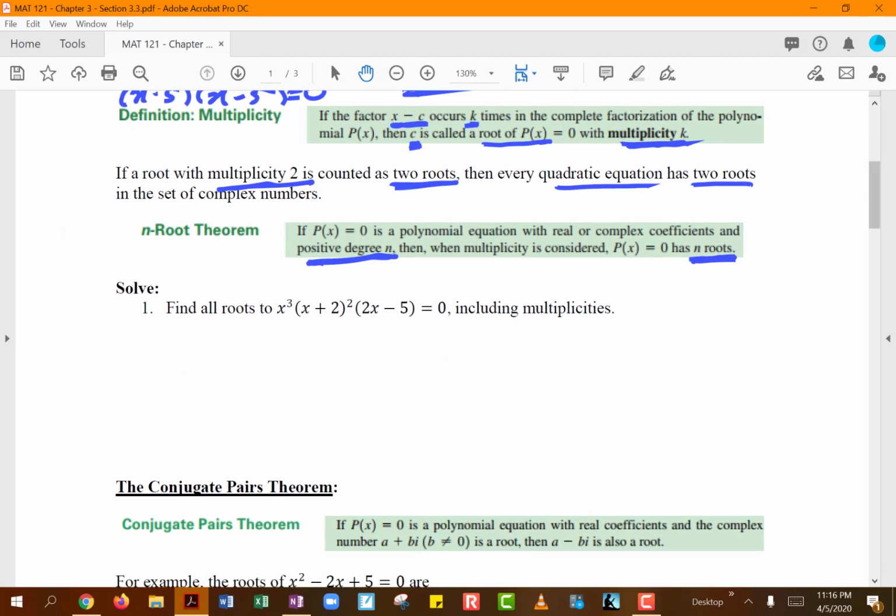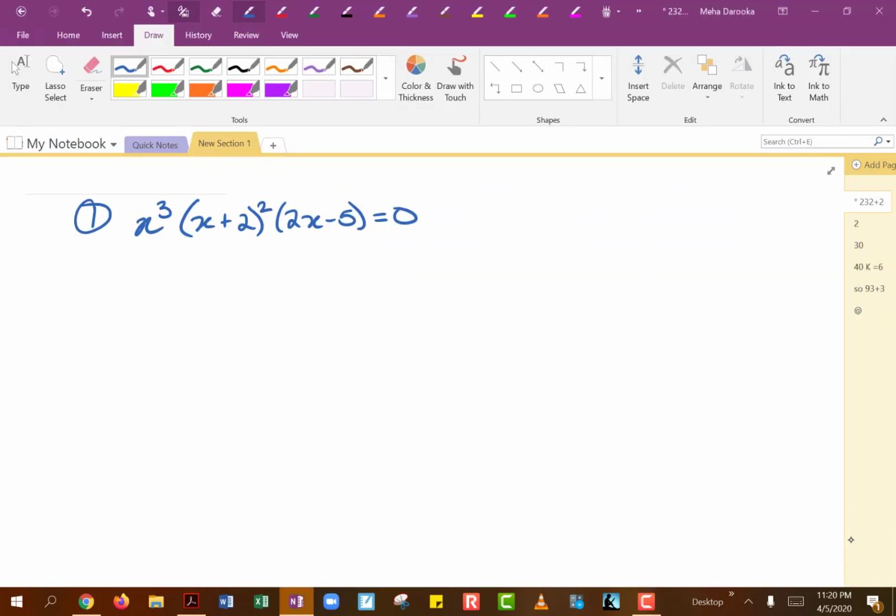Okay, so let's look at our first example here. They're asking us to find what the roots are, and of course we need to talk about multiplicity. If the same root is occurring more than once, then we will talk about multiplicity in that case. For this first example, this is already given to us in factored form, and they're asking us to find all the roots, including the multiplicity.